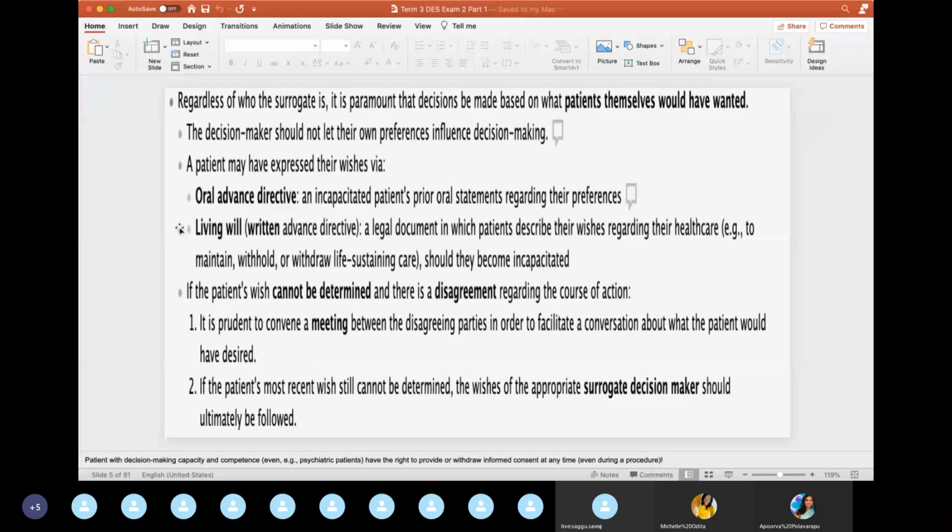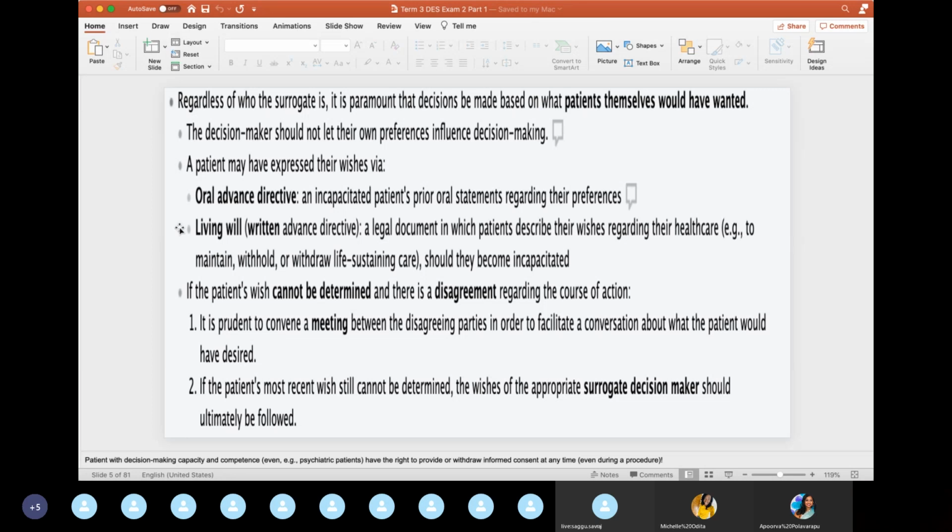Next, don't forget the main principle here, right? Regardless of who the surrogate is, it is paramount that decisions be made based on what the patients themselves would have wanted. High yield, the surrogate decision maker should not let their own preferences influence decision making, right? Don't forget, sometimes you have an advance directive or a living will.